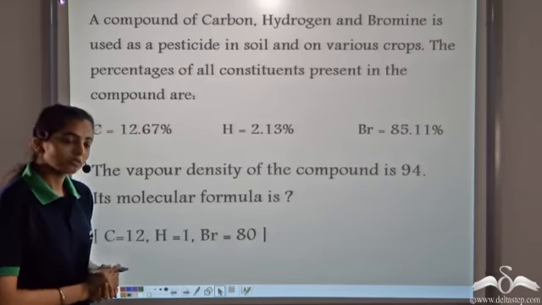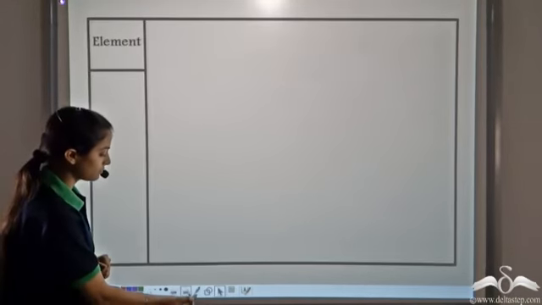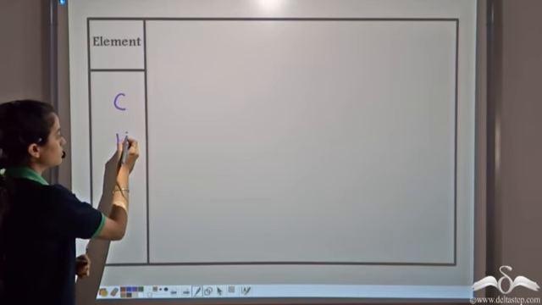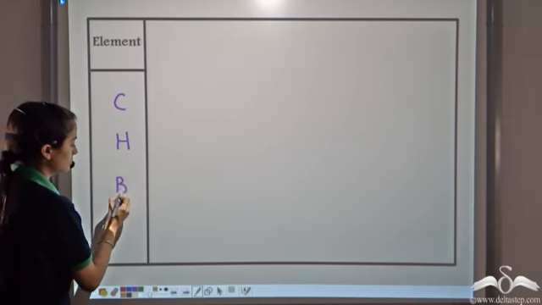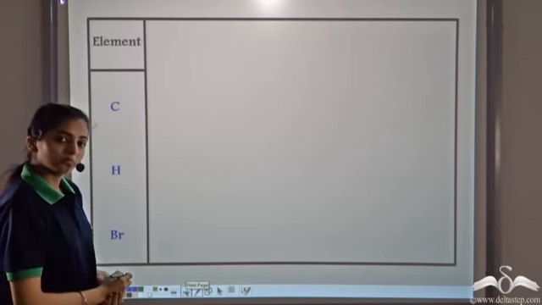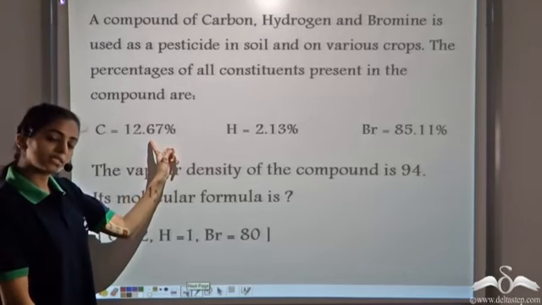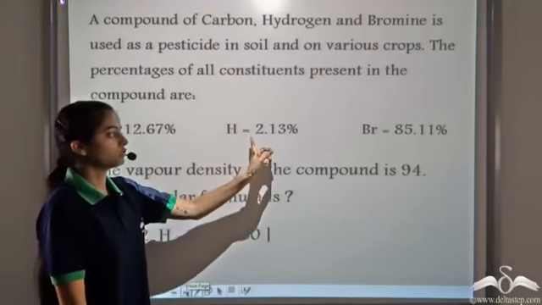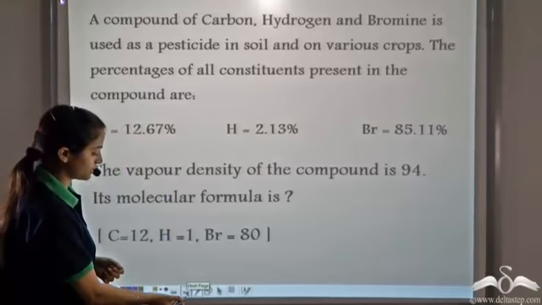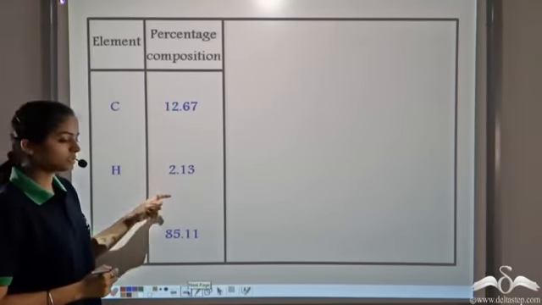So let's start. First of all, we have to look at the three elements which are present. So we have carbon, hydrogen and bromine. Now let's check their percentage compositions. So we have carbon 12.67% in the compound, hydrogen is 2.13% and bromine is 85.11%. So these are the different percentages of the three elements.